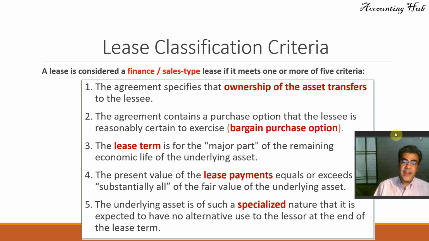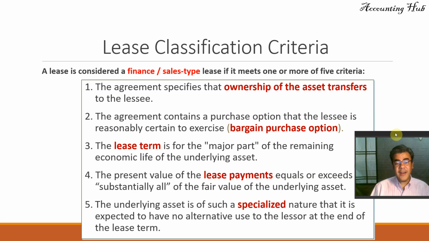Number three, the lease term is for the major part of the remaining economic life of the underlying asset. For this car, the useful life is 7 years, and I will pay the lease for 6 or 7 years. So it is the major part of the remaining economic life.